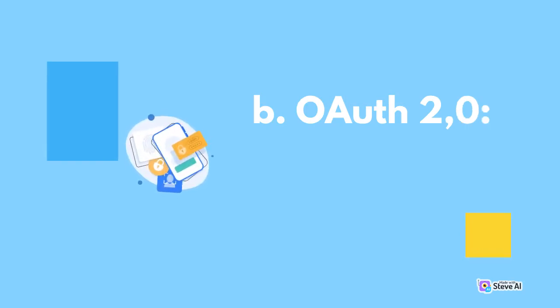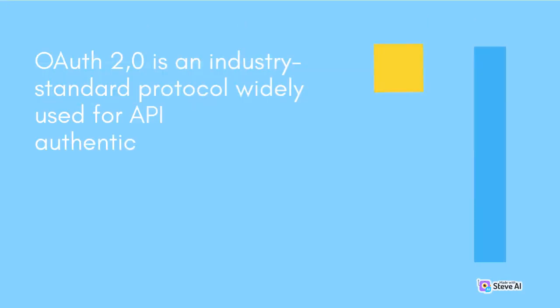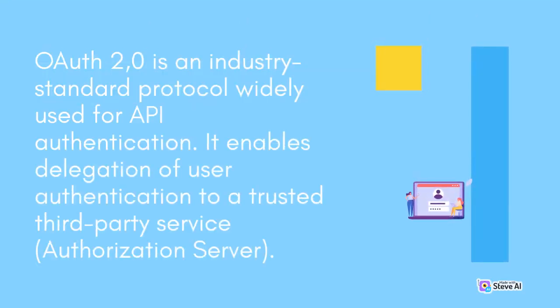B. OAuth 2.0. OAuth 2.0 is an industry standard protocol widely used for API authentication. It enables delegation of user authentication to a trusted third-party service, the Authorization Server.